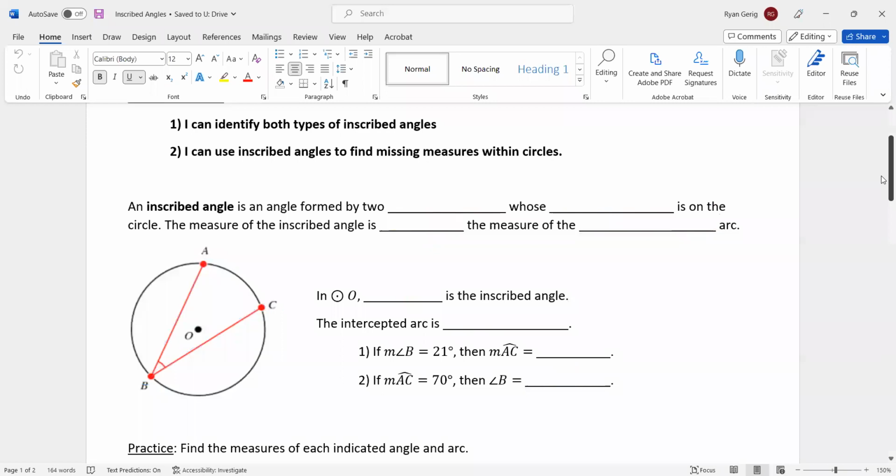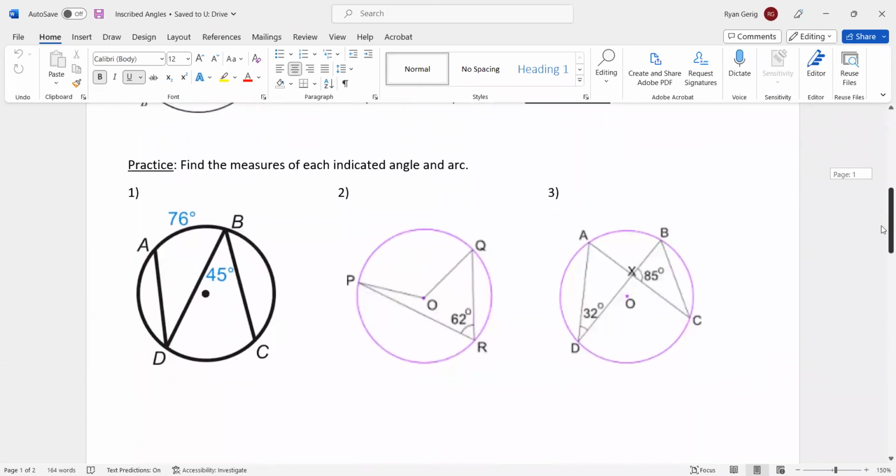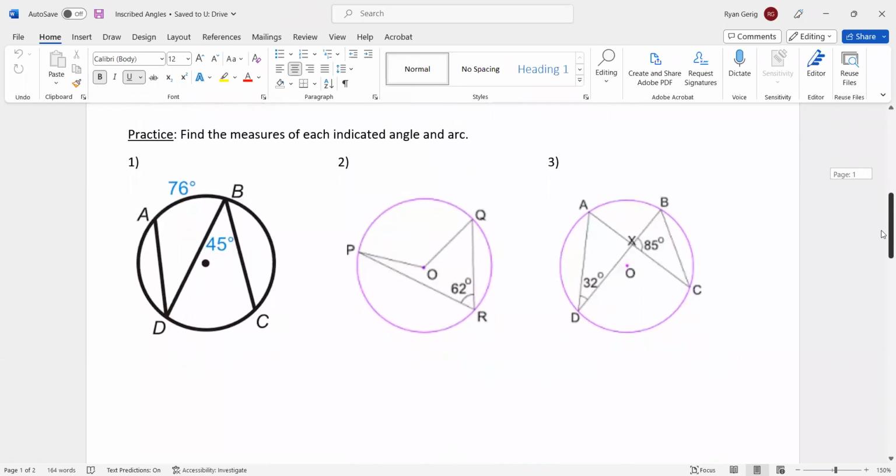It's a little different than central angles, which we've done pretty much up to this point. The central angle is equal to the intercepted arc. The inscribed angle is half of the intercepted arc. Oops. Scroll down just a little bit further.